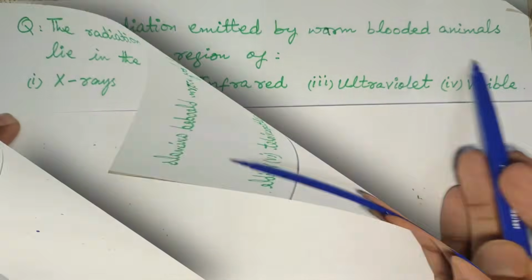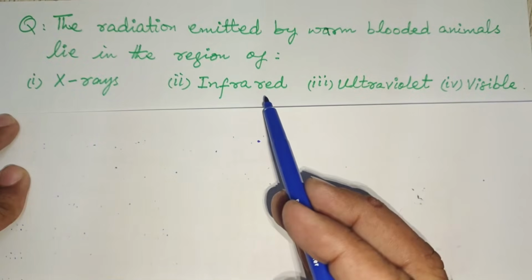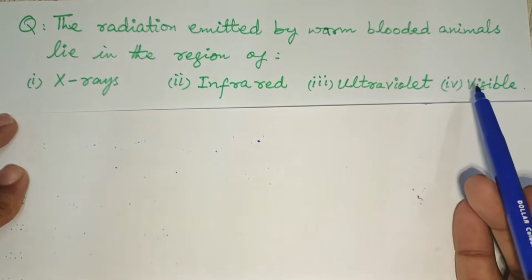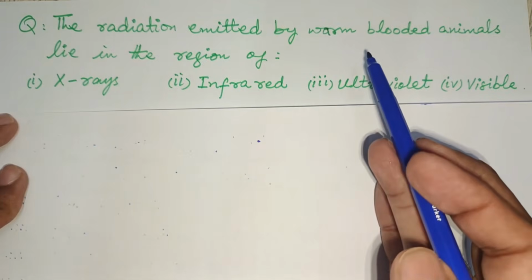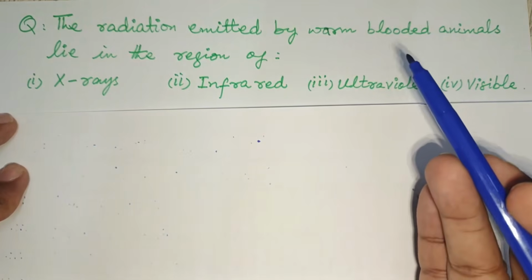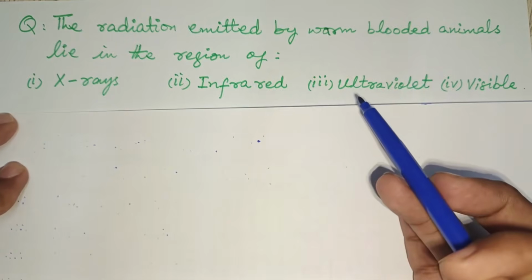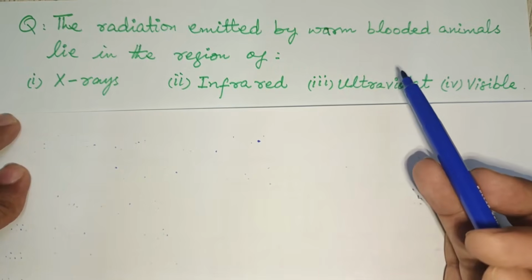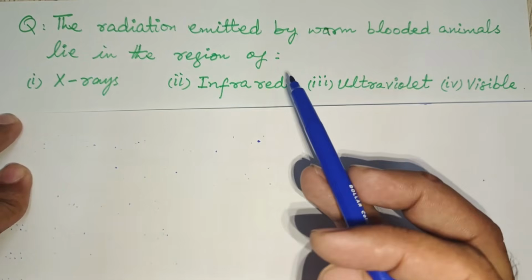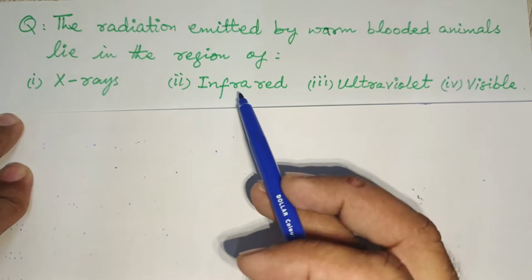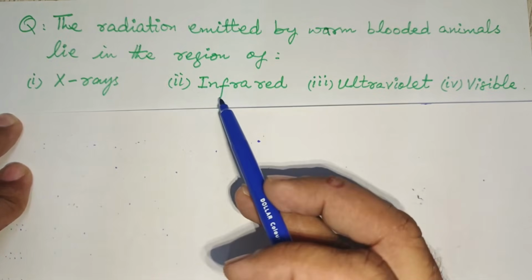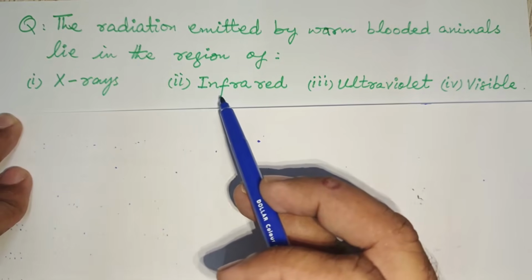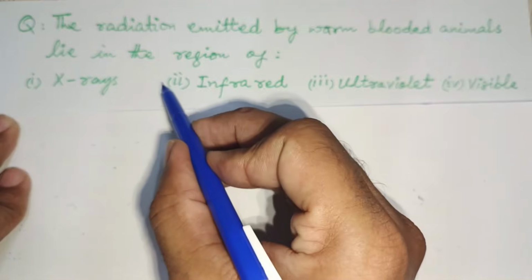The radiation emitted by warm-blooded animals lies in the region of X-rays, infrared, ultraviolet, visible. So warm-blooded animals and humans are the same. We have very small radiations, and as they are very small, their wavelength is very large. So the large wavelengths are found in the infrared, because infrared is that region which contains the wavelengths which are larger than the red light. So infrared is the correct answer.